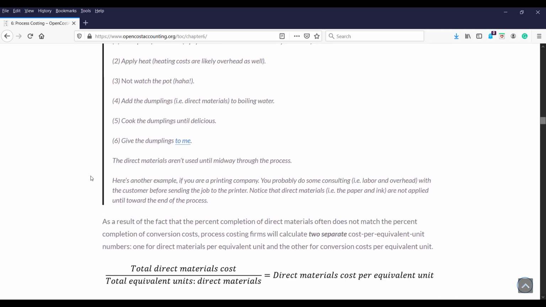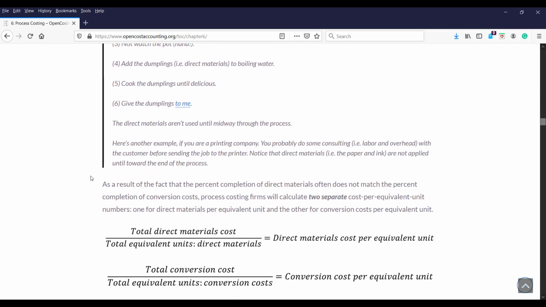So we have a few different ways that you can rationalize this, and in my problems and in practice, this will be given to you as the accountant, or once in a while, you will do some sort of study to determine at which point you add direct materials, or if they're just added ratably along with conversion costs, in which case you don't need two numbers. You have just one number for all product costs, and that's total product costs per equivalent unit.